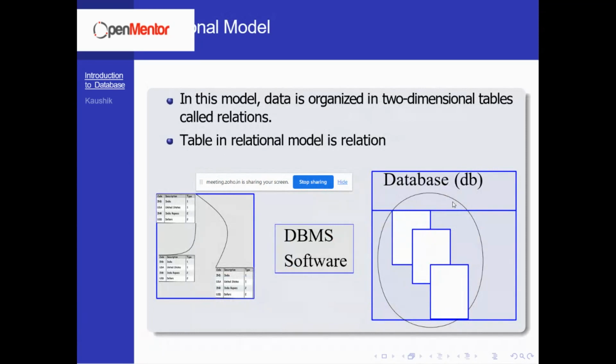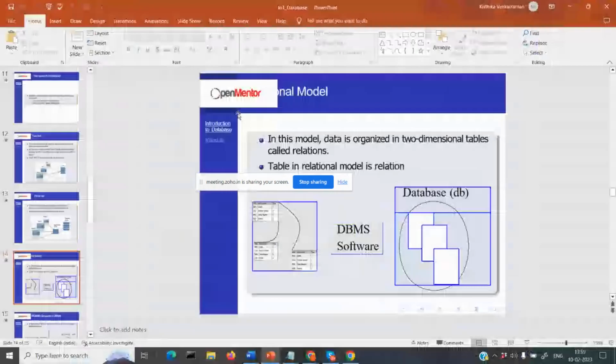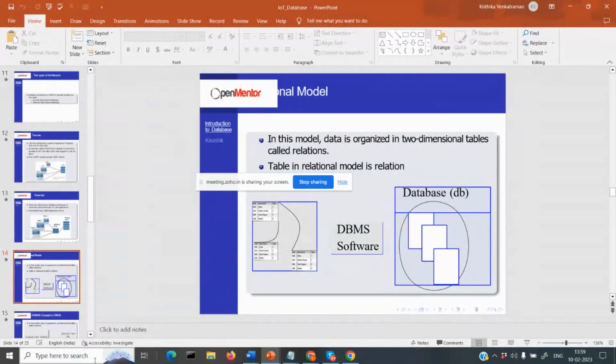So here you can look at this. In this model, data is organized in two-dimensional tables called relations. In a database, each table is called a relation. Now let us try to understand it like this.